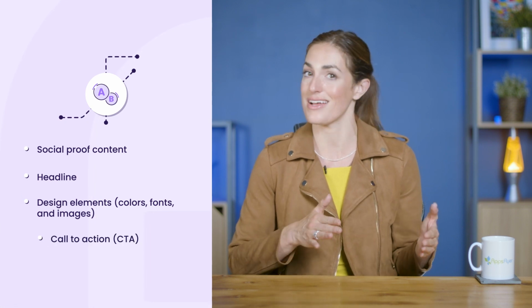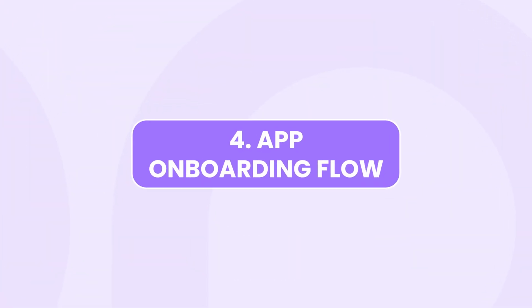For example, you could test the quantity and variety of social proof content, the headline used on the page, design elements like colors, fonts, and images, and of course, the call to action as mentioned earlier. On to A/B test number 4, your app's onboarding flow.